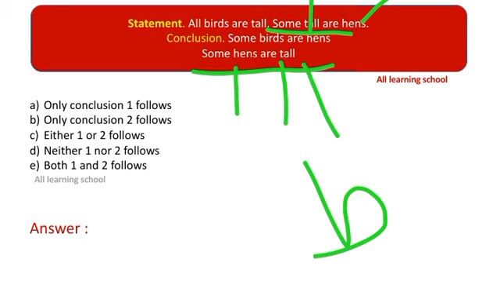I have already told you about this exceptional case when there is no need of merging these two statements. According to rule of merging, these two statements cannot be merged. But according to the exceptional rule, only conclusion 2 will be followed. So beta will be correct option. Only conclusion 2 will be followed.